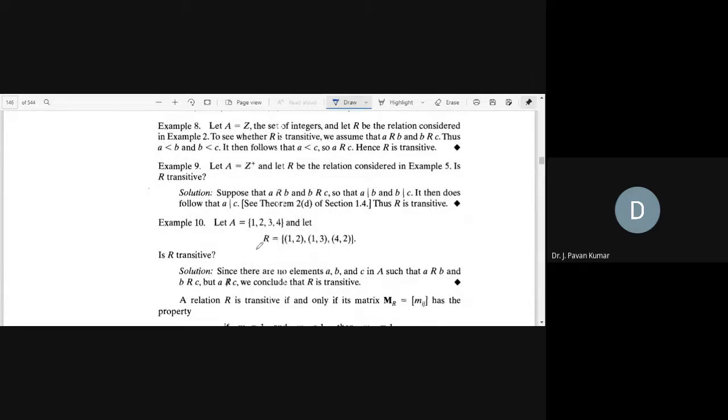So this is the example. Here you can observe R is equal to {(1,2), (1,3), (4,2)}. Can we consider it as transitive? No, sir. Transitive: is there any two tuples of the form (A,B), (B,C)? That means these two should be same. No, right?